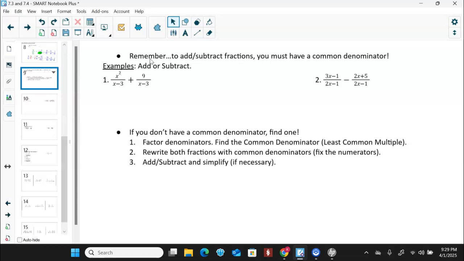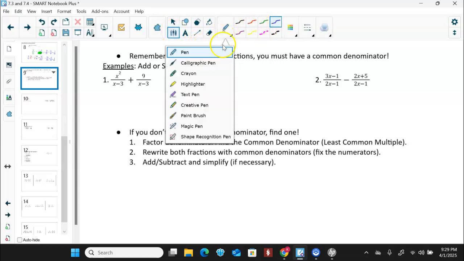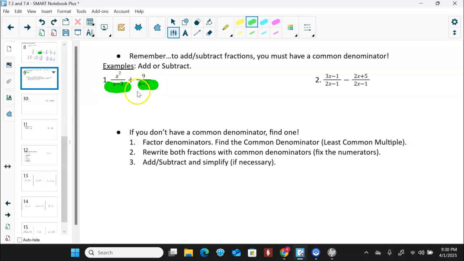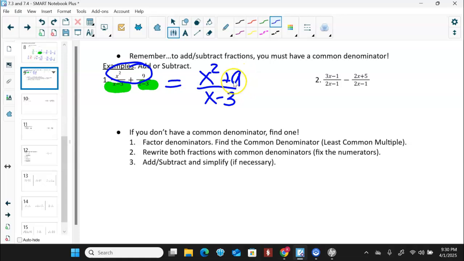So on number 1, we both have a common denominator, meaning both of these bottoms are the same. So what we can do is just simply write one bottom. We're not going to write it twice. We're going to use it one time, and we're going to combine and add the tops. So that is x squared plus 9, and you can leave it at that. If you want to simplify it any further, I did not do that in class. You can square root this top, and you are going to get x plus 3 and x minus 3 on the bottom.